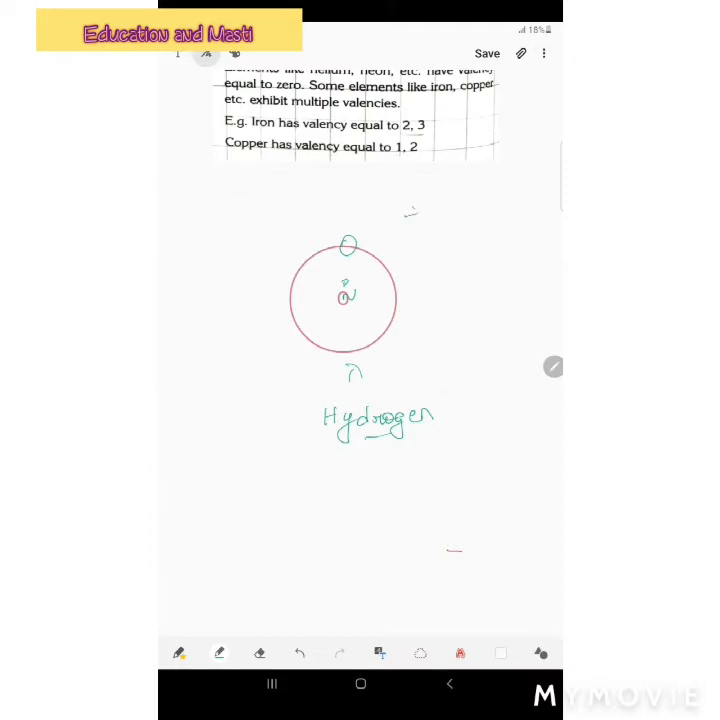So will it gain 1 electron, or will it be easy for hydrogen to lose? Gaining is difficult, so losing is easy. So it will lose one electron, and so it will be stable.